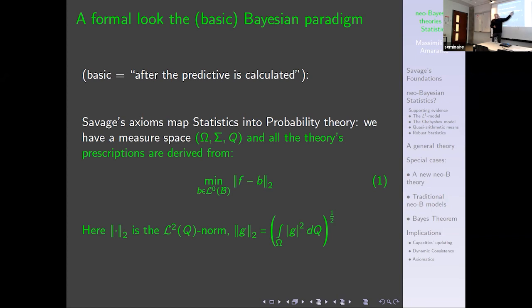The axioms of Savage map statistically to probability. What is probability? You have a reference measure space, omega sigma P, and all the theory's prescriptions are derived from this class of optimization problem. Given f, a sigma measurable function, determine its best approximation in the class of functions that are measurable with respect to your information. Best means what? The one at the shortest distance according to the norm. Okay? So this is probability.